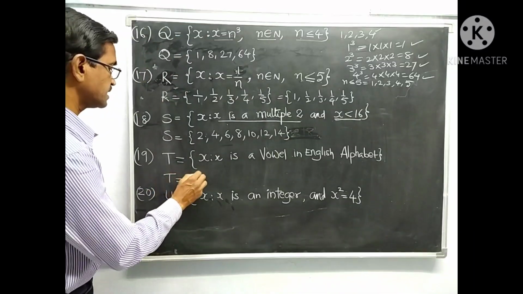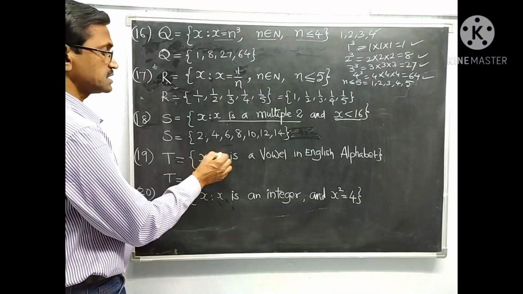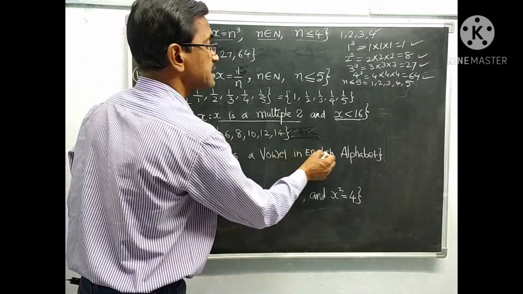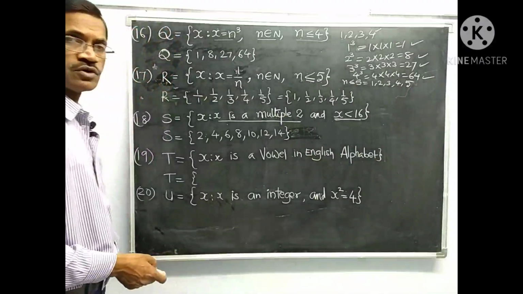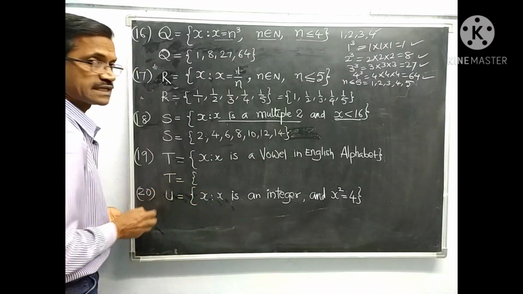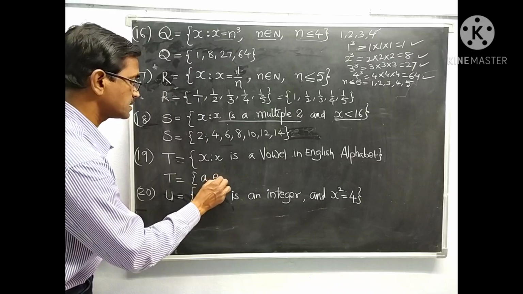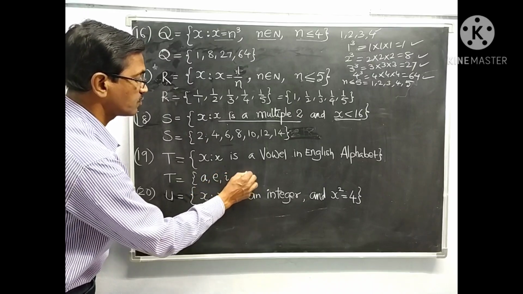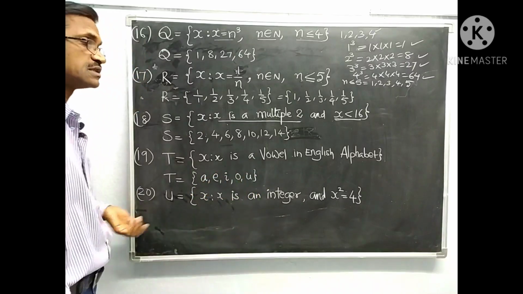Next here, T is equal to x such that x is a vowel in the English alphabet. We know the vowels in the English alphabet, we have to write them here in lower case letters: a, e, i, o, u. That's all. This is also a finite set.